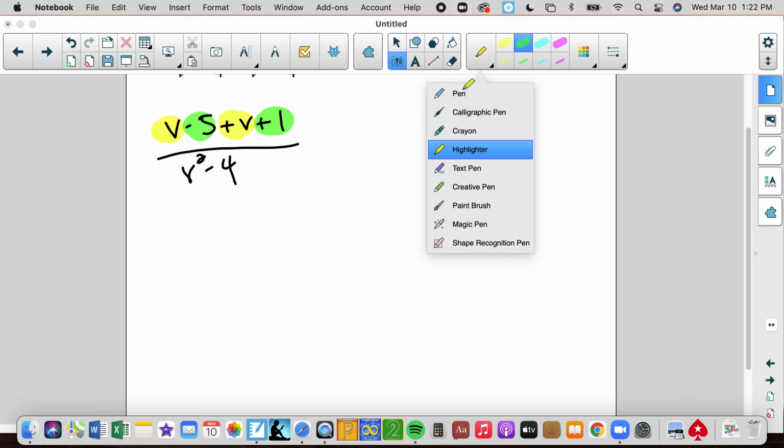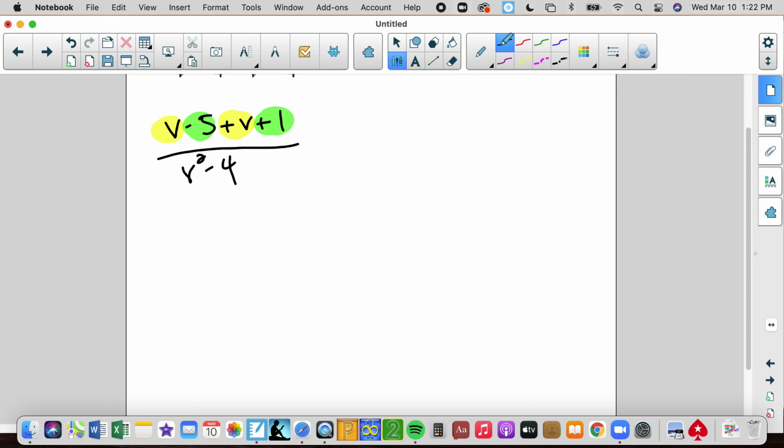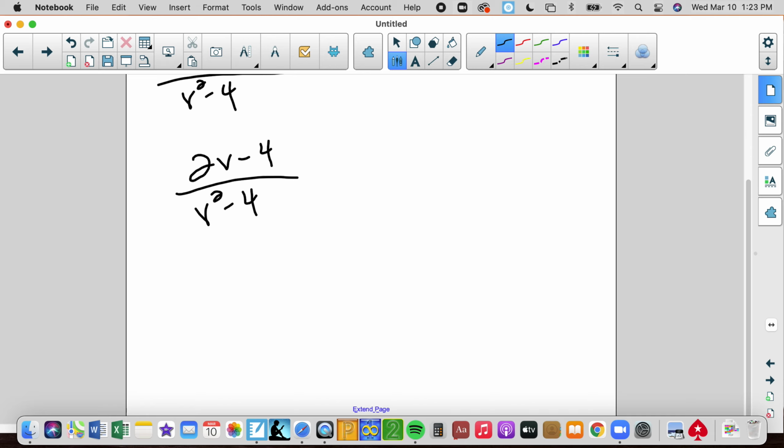All right, we have v plus v, which is 2v. We have negative 5 plus 1, which is negative 4, over v squared minus 4. We can factor out the 2. We get v minus 2 over v squared minus 4.